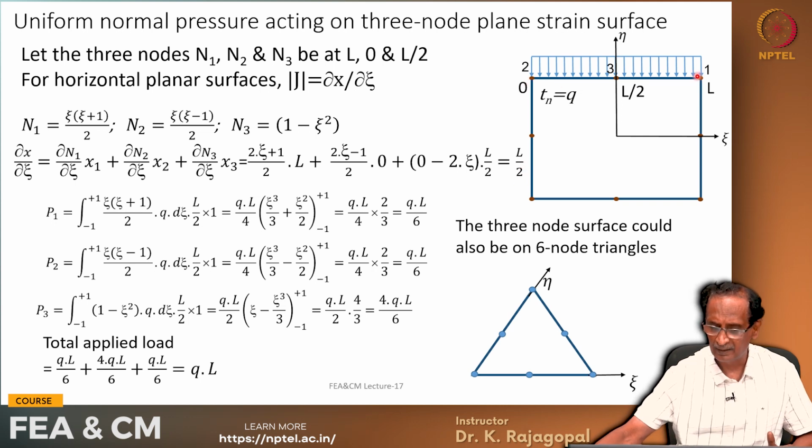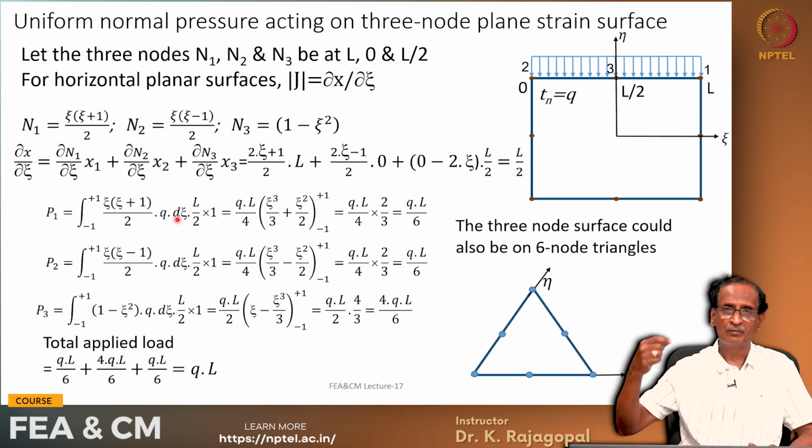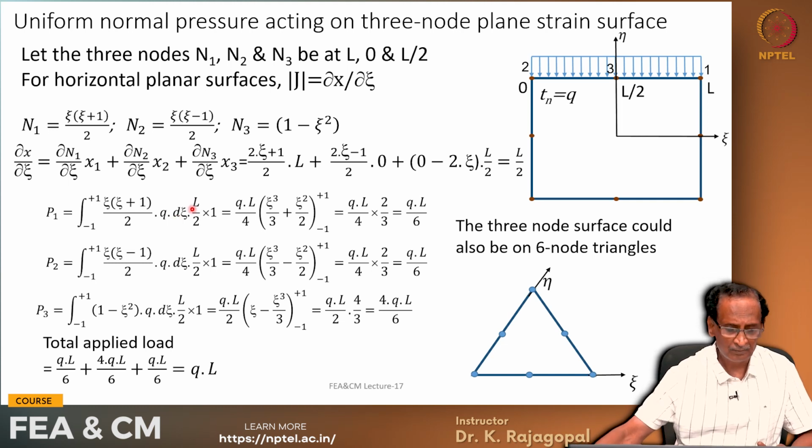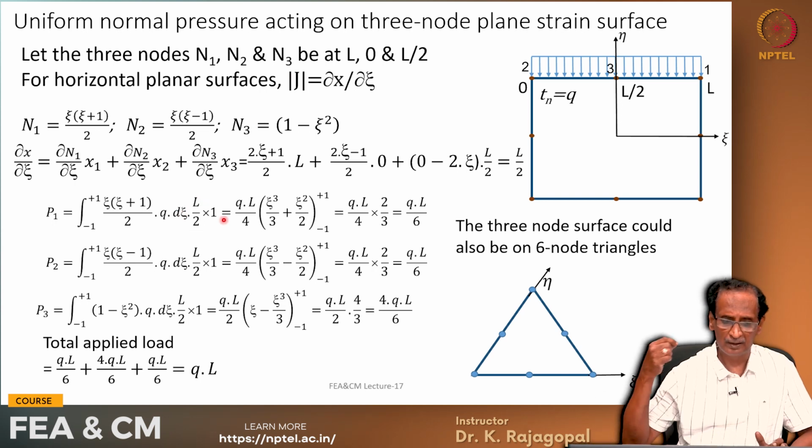If this is the length L, dou x by dou xi is L by 2, and the load at node 1 is N1 times Q, where Q is the normal traction acting on that surface, d xi, times mod J, the determinant, which is L by 2, multiplied by unit thickness.